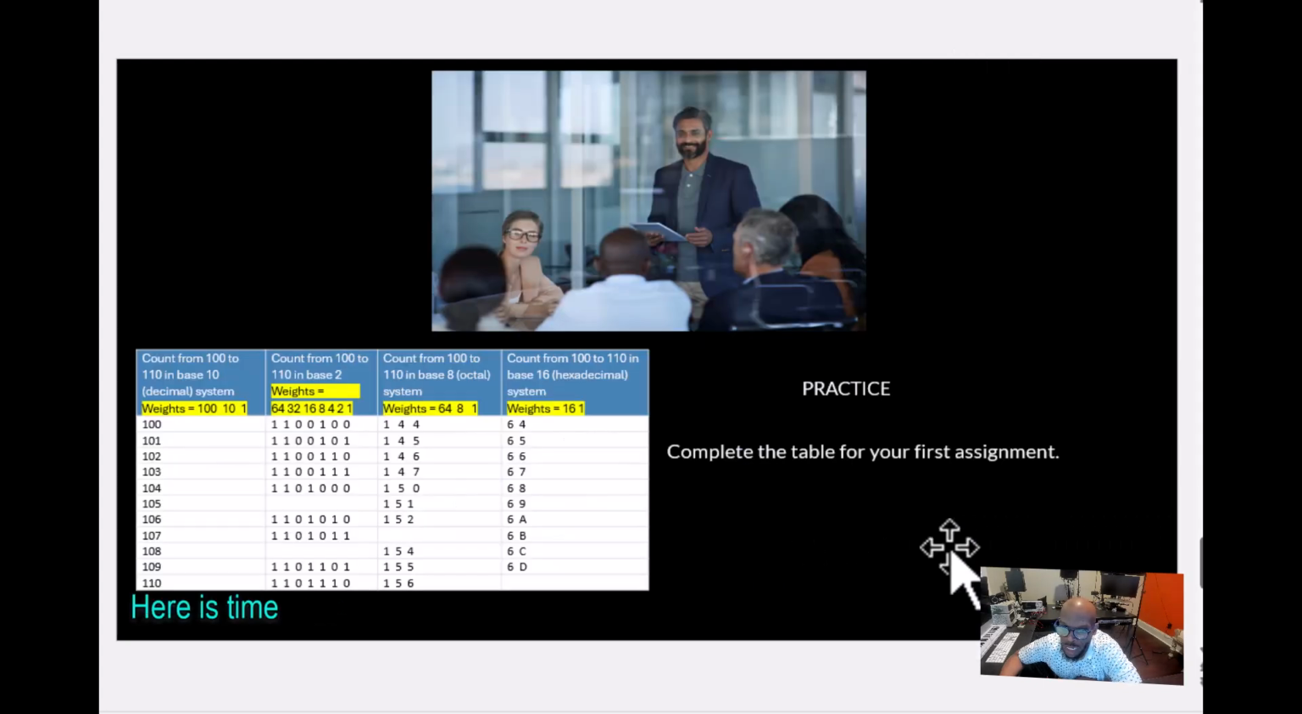Okay, here it's time for practice. Take this right here, it's going to be done for an assignment. Take this and fill these blanks in. What you're doing, I'm teaching you how to count from 100 to 110 in the binary, the octal, and the hexadecimal systems. And I put your weights up here already. You remember about the weights, these are just the powers of each of the numbers in the system. And then you multiply these numbers times their position.